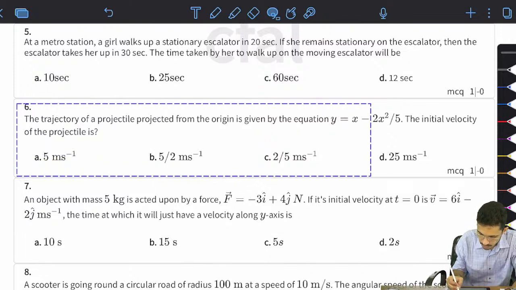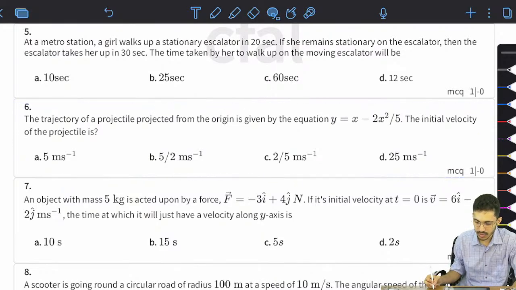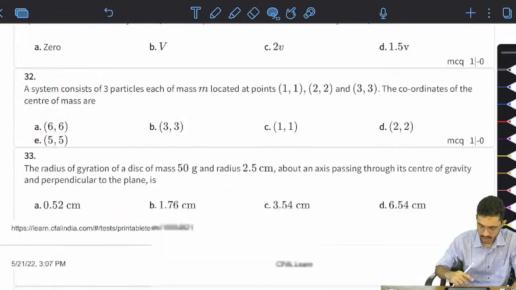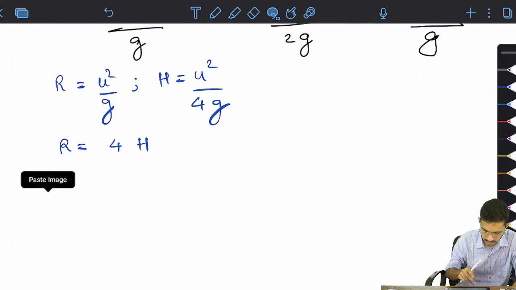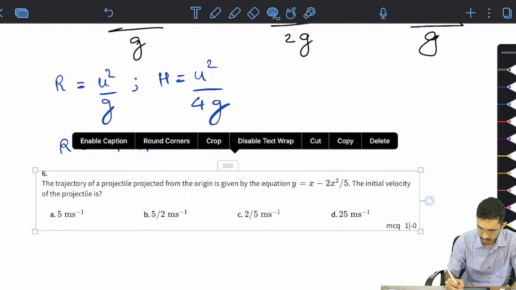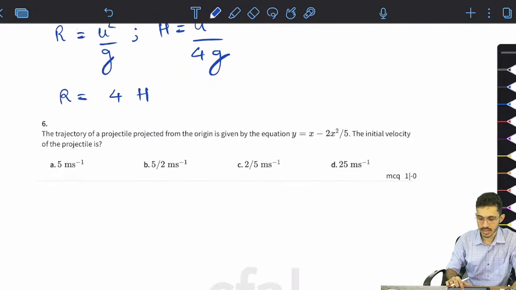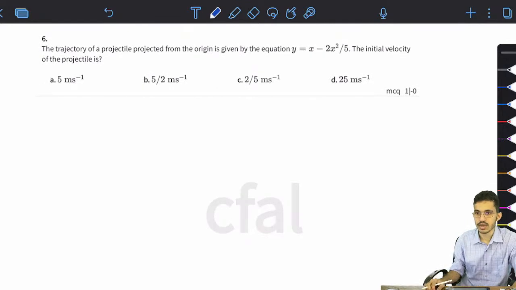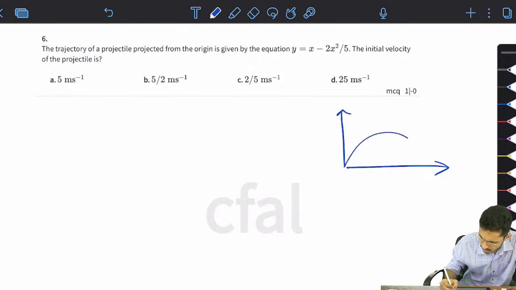Next, let's look at the 6th question. The equation for the trajectory of a projectile is given. From the equation, we have to find out the initial velocity of the projectile. Let's try that out. If you remember the formula for the equation of the trajectory, we can use that to solve this, but I would like to do this in a slightly different way. Look at the expression given to you. This is the equation of the parabolic trajectory. We all know that for projectile motion, we have a parabolic trajectory.